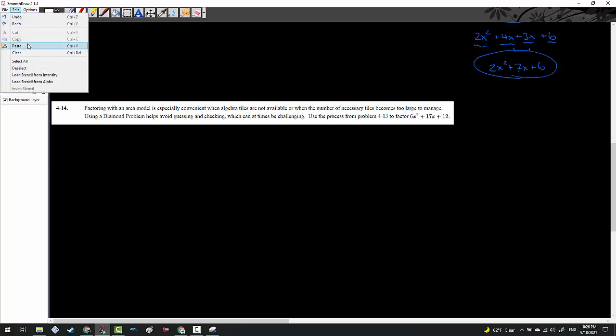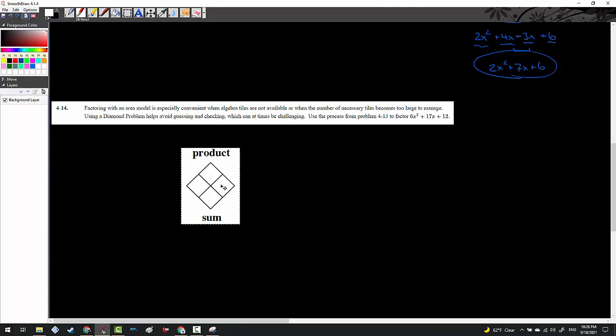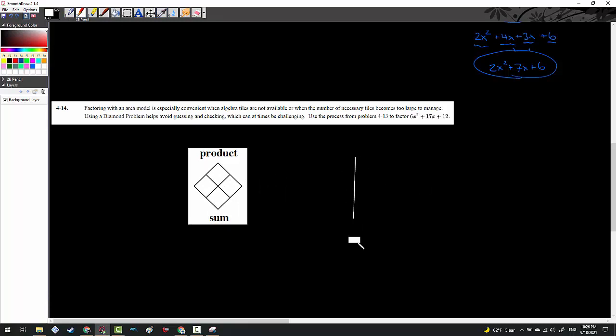Now, I did mention we would see the return of an old friend, and that old friend is our good old buddy, the diamond problem. And so what I'm going to do is I'm going to slap down the area model first. And so the area model says that we are going to throw down, and I like to actually put down the 4x squared down here and the 12 up here.